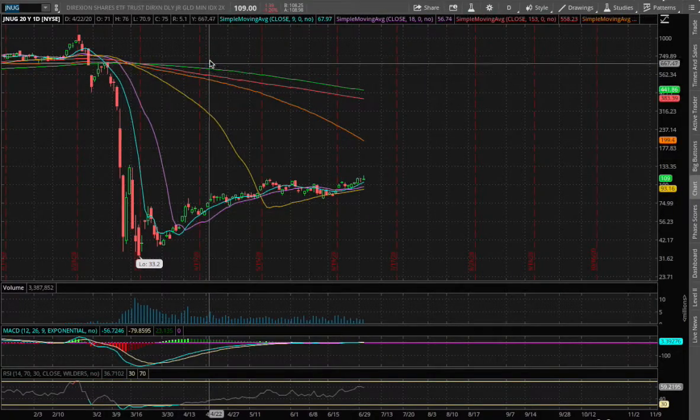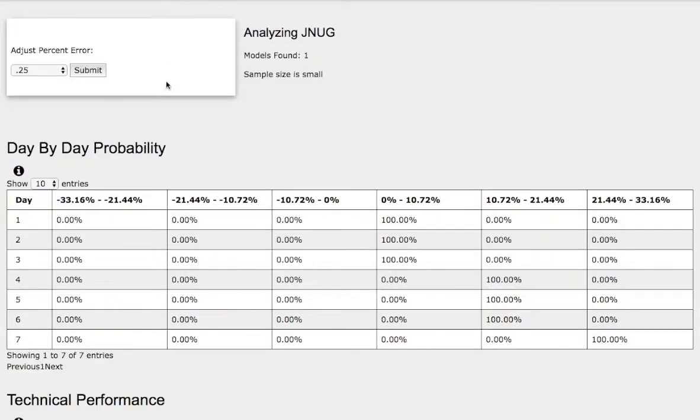Hello viewers, we'll be going over JNUG and JDST. In this video, we'll be using the day-by-day probability model as our support and resistance gauges, and these models are based on past trends that are similar to the current trend but not identical, so do keep that in mind.